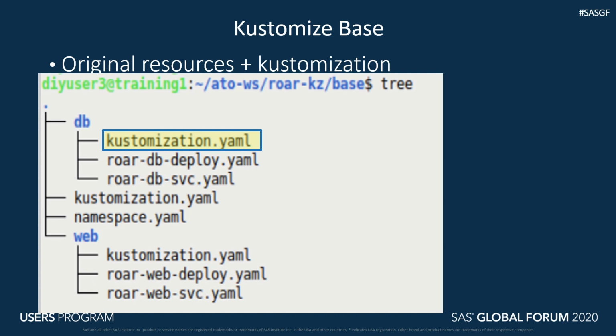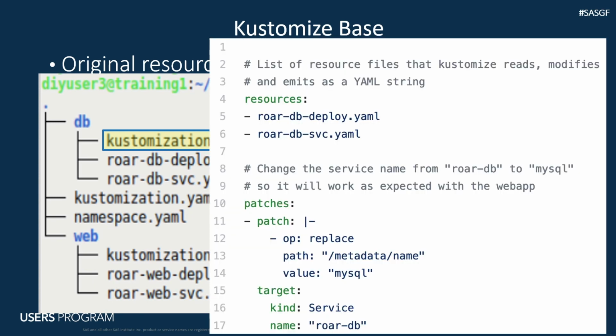The customization YAML then represents the changes that I want to make. So notice here it pulls in my underlying YAML files. Then it uses a patch operation to change the name from RoarDB to MySQL. So it'll work as expected, assuming that we need the service to be named MySQL instead of the original item here.